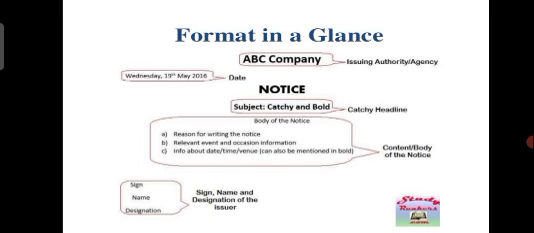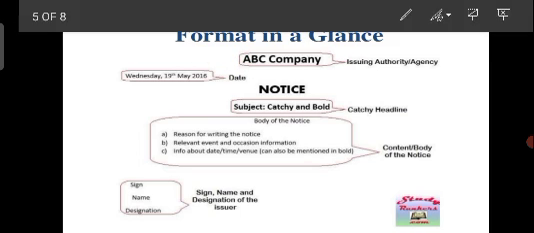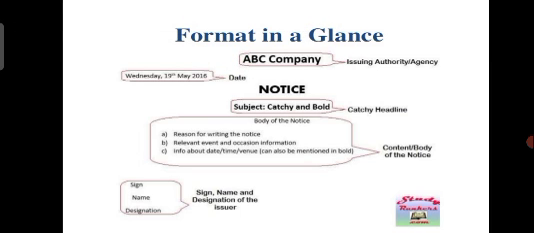Date should be on the left side. See, Wednesday 19th May. The date should be written like this, not 19/5/16. It should be written 19th May 2021. Then notice. Then down from that you should have a heading.